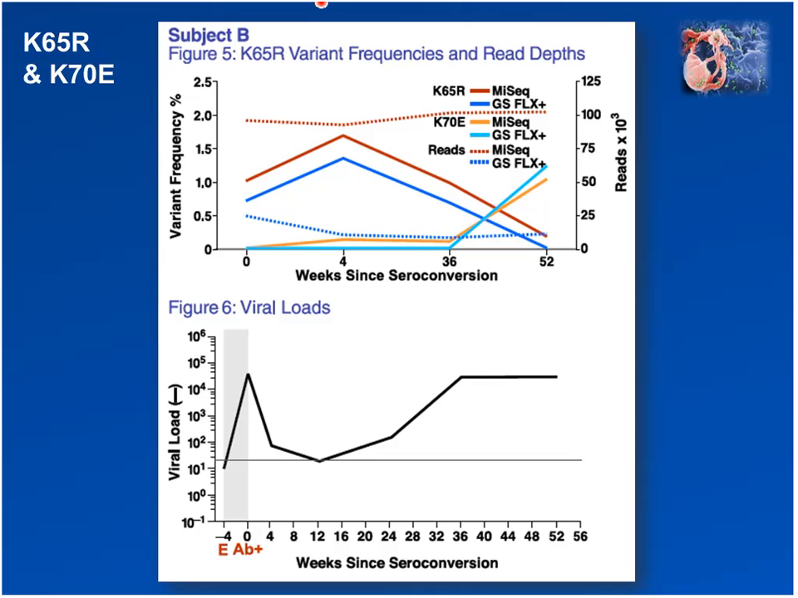And just to give you an idea of some of the numbers at this particular time point, 4 weeks post-seroconversion, the GS FLX Plus says that K65R is 1.35%, and that's from forward reads. MiSeq says it's 1.68%.